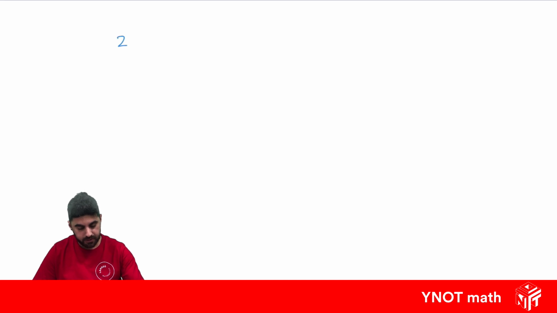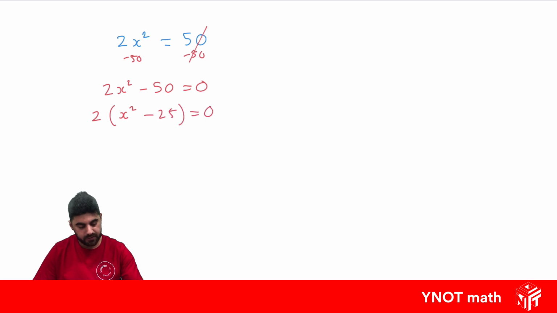What about 2x squared equals 50? So in order to solve the quadratic equation, we like one side to equal 0. So that's minus 50 from both sides. So we're going to get 2x squared minus 50 equals 0. Now we can take out a common factor of 2, where we get x squared minus 25 equals 0, all times by 2. Let's go ahead and divide both sides by 2. The 2's will cancel. We get x squared minus 25 equals 0. 0 divided by 2 is 0.